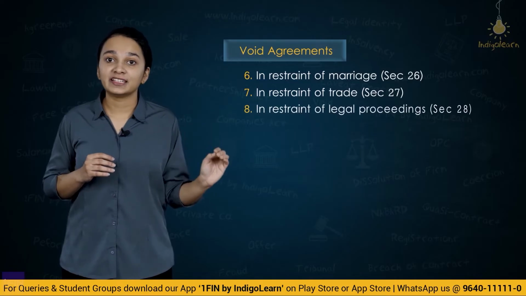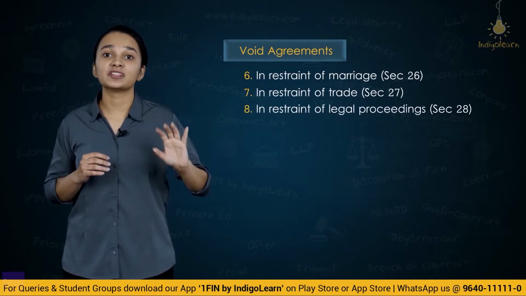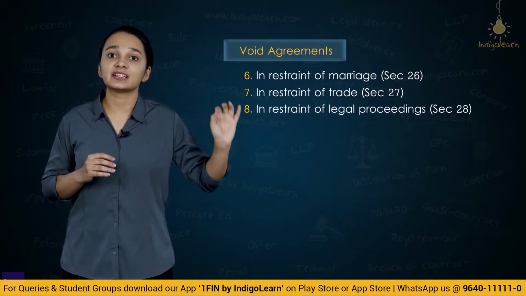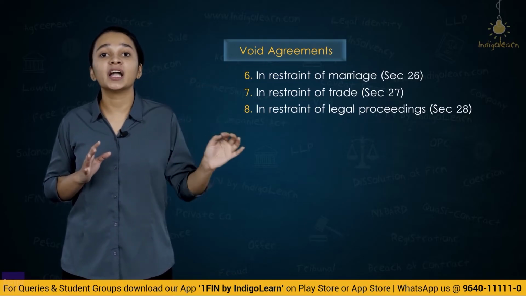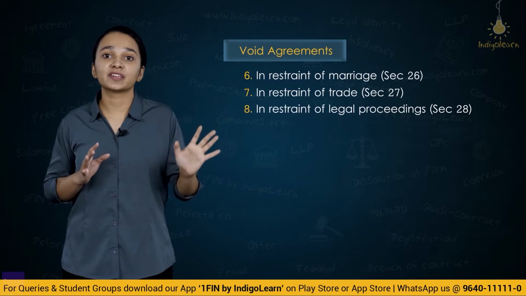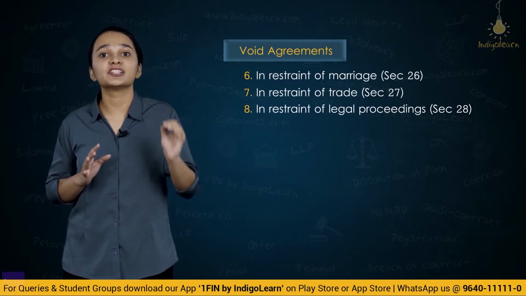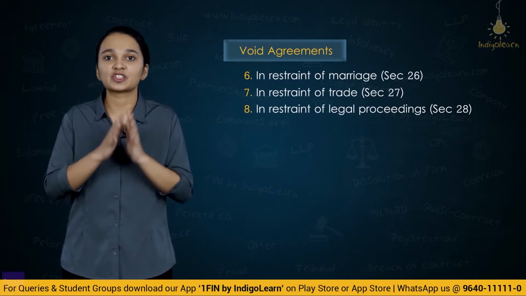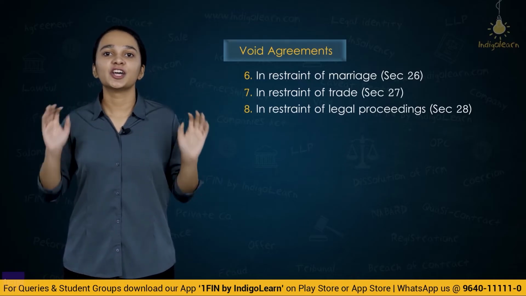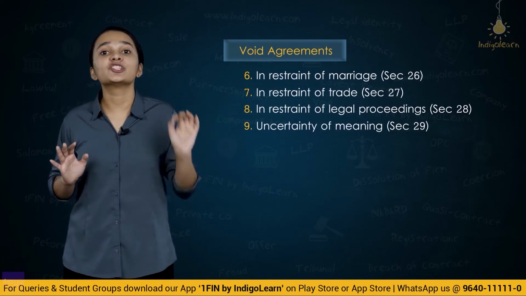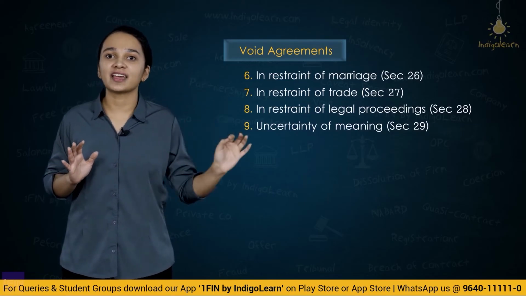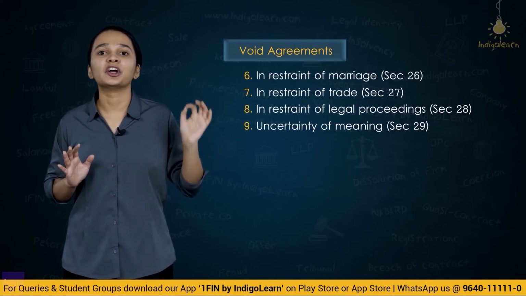Agreements in restraint of legal proceedings: if a person is restricted from enforcing his legal rights under a contract, then in that situation such an agreement will be void. But if the parties have specifically decided to submit their dispute to arbitration, then in that situation the contract will be a valid contract. And if there is an agreement whose meaning is not certain, in that situation again the agreement will be a void agreement.